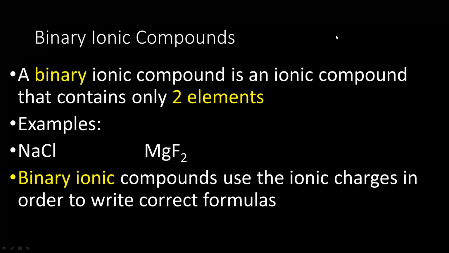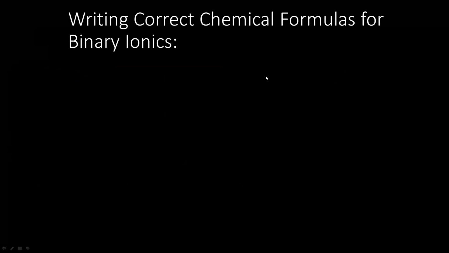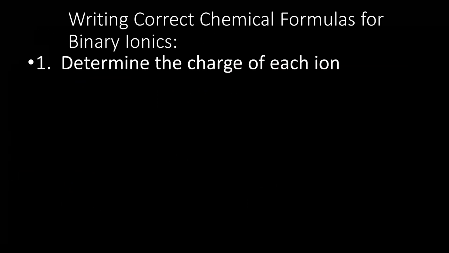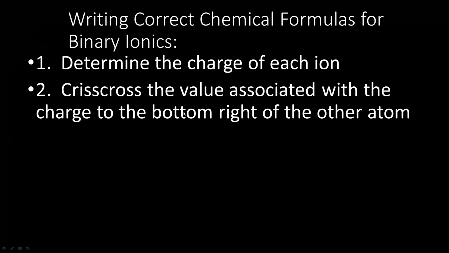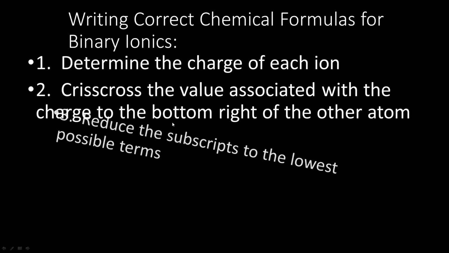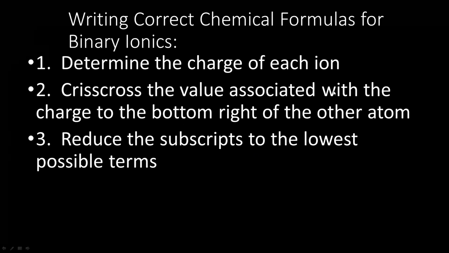And when we write binary ionic compounds, we're going to use the charges to write out the chemical formula. And this is a few steps. It's a little bit of a process. We're going to get some practice on it. Step number 1, determine the charge of each ion. We did that already today. Step number 2, we're going to have this crisscross method that's going to swap the values from one guy to the other guy. You'll see that in a second. And then step 3 is reduce the subscripts to the lowest possible terms.